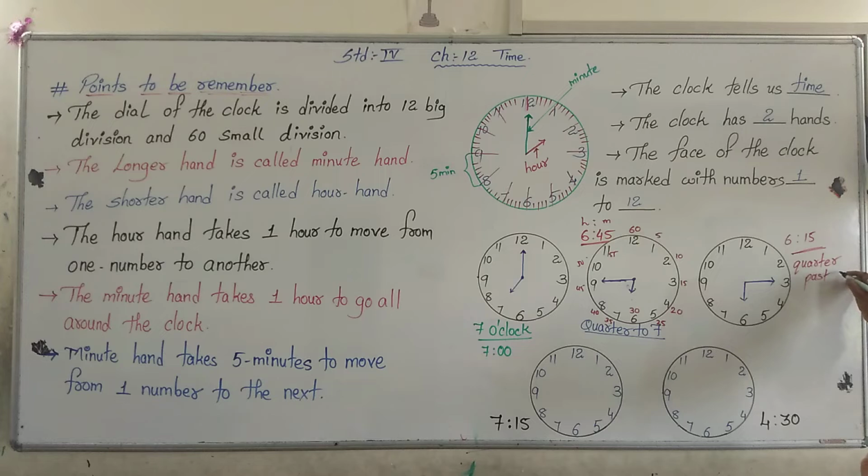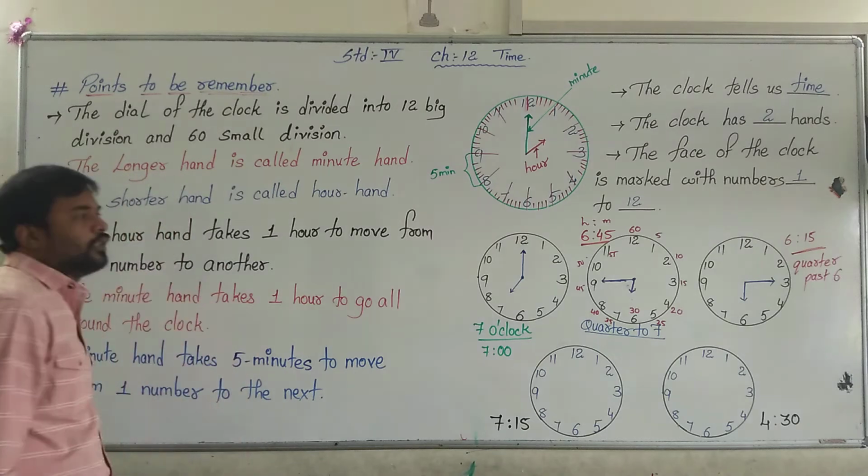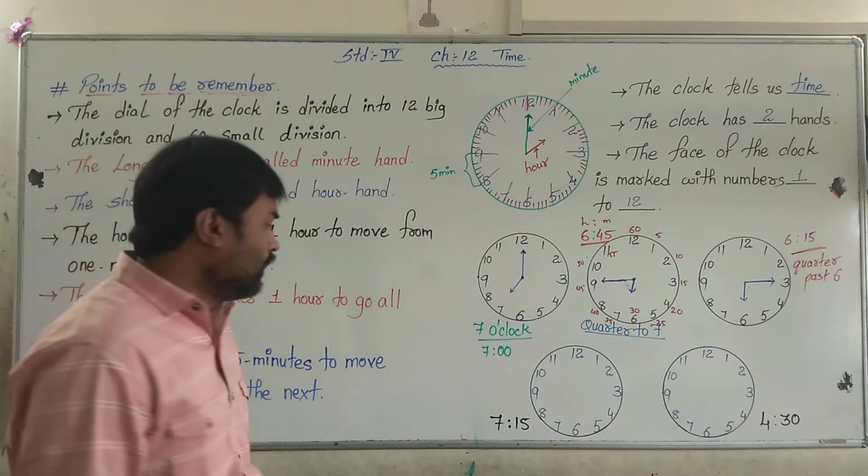Quarter past 6. It can be written as quarter past 6. Are you getting me that? Right? We have already seen in third standard how to identify the time.